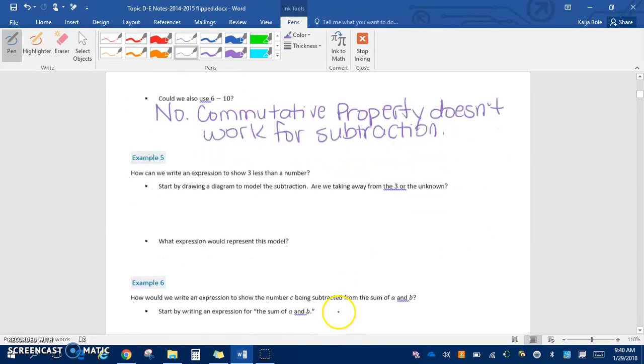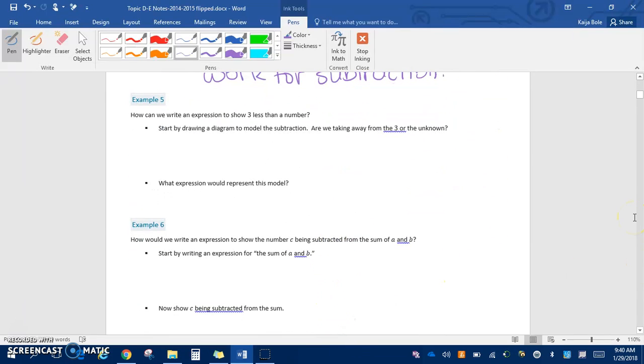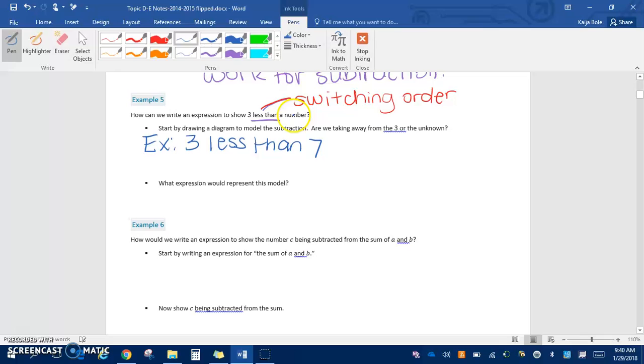Okay? And we see that here in example 5, where it says, how can we write an expression to show 3 less than a number? When you see the words less than, I'm going to do this in red, that means that you are switching the order. Alright, so if we start with a real number example, something like 3 less than 7, if I'm asking you what is 3 less than 7, you would write 7 minus 3. And you would get 4.